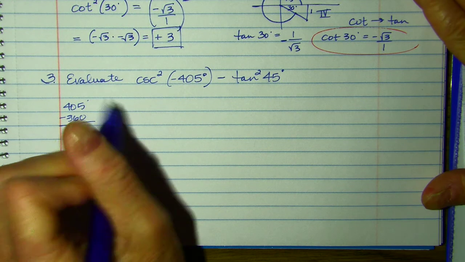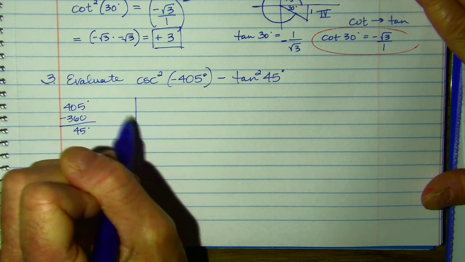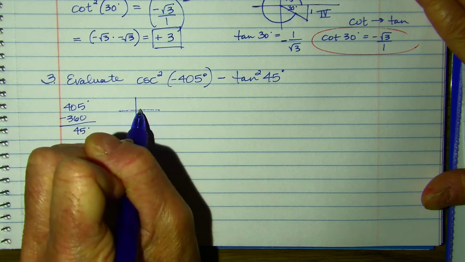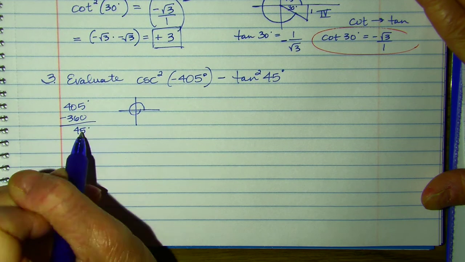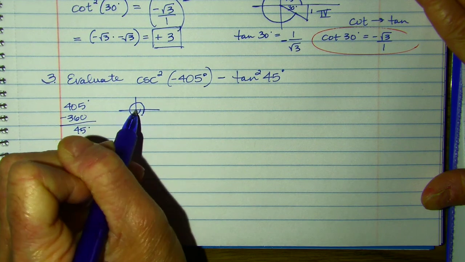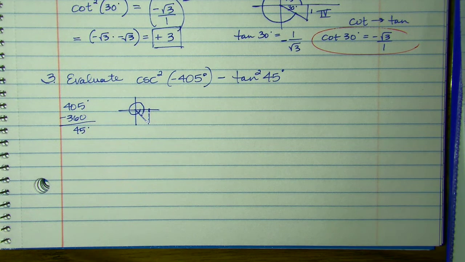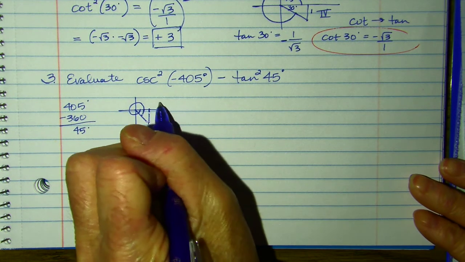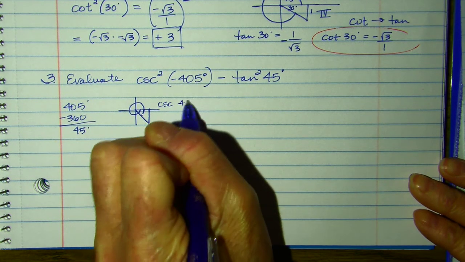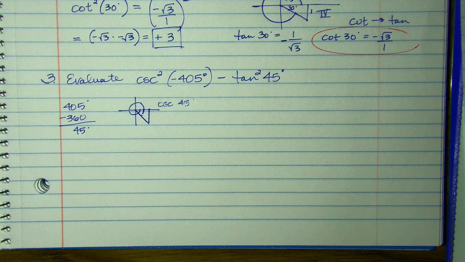So I'm going to go a full circle, so I'm going to draw a picture. It's negative, so I'm going clockwise. So there's 360. Then I'm going to go 45 degrees. So I'm down here. Okay, so I'm actually evaluating cosecant of 45 degrees. I will square it later.